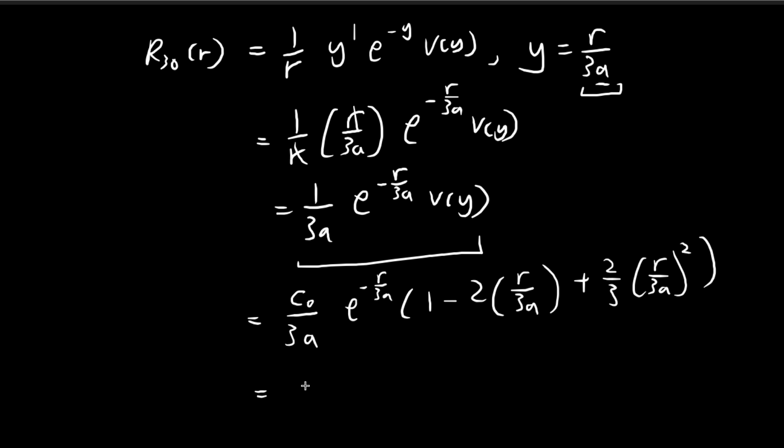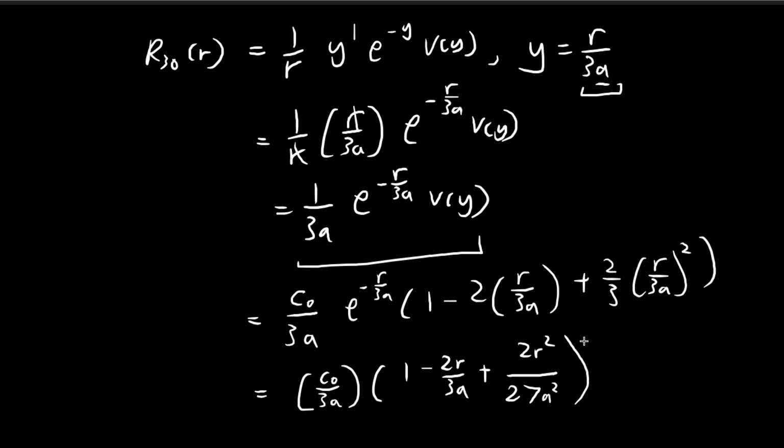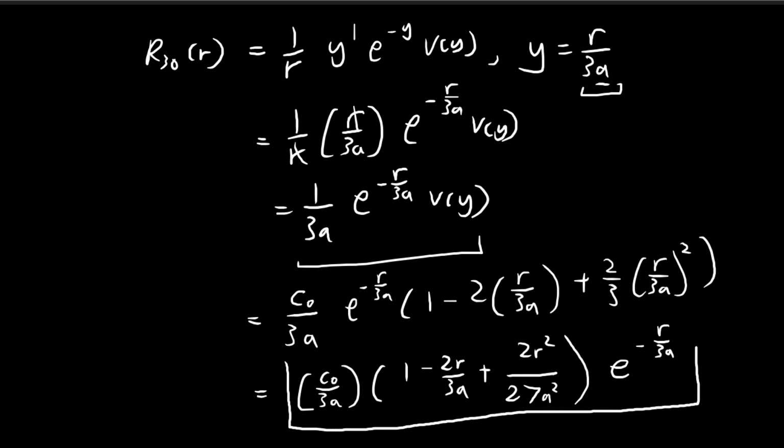And so of course we can simplify some of these terms. So this is equal to 1 minus 2r over 3a, and then squaring this, you can see that this becomes 9, and we have an extra 3, so it becomes 27 a squared, 2r squared. And then this will be multiplied by the e term, so don't forget about that. So there you have it. This is your R30. And you can see that we're actually not exactly done yet.